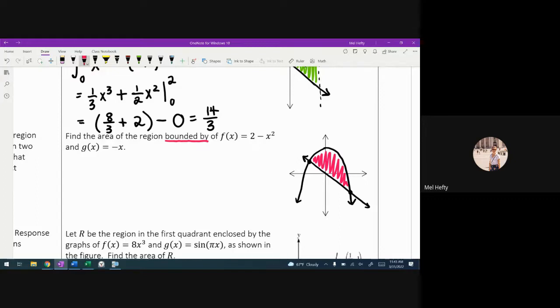So for bounded by, we need to be completely enclosed by these graphs. All right, so let's try to set up our integral, and maybe I'll have you guys integrate it and find me an answer. What is the top function? Cool, it's literally higher on the graph. What's the bottom function? Negative x. We're subtracting. What are our bounds?